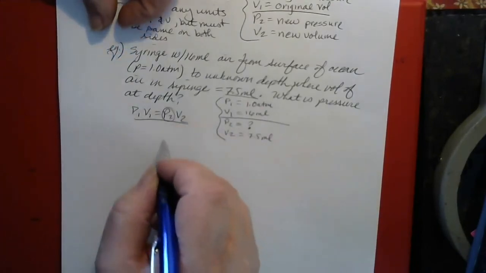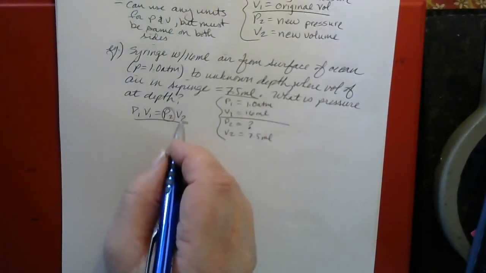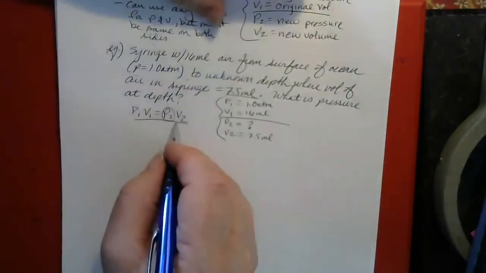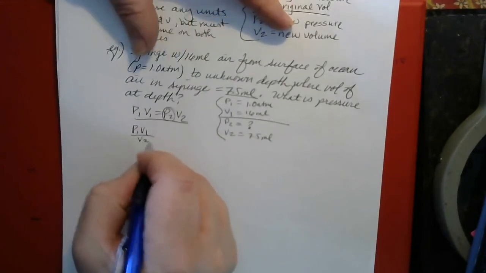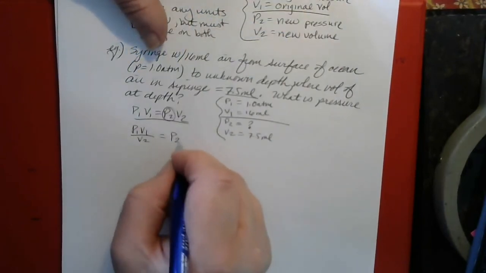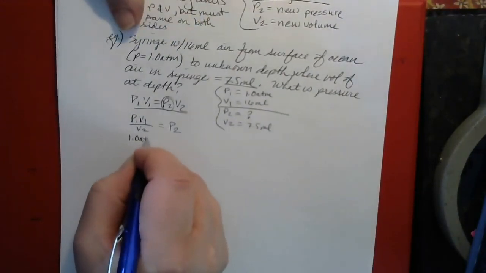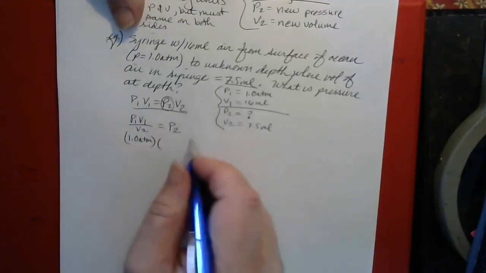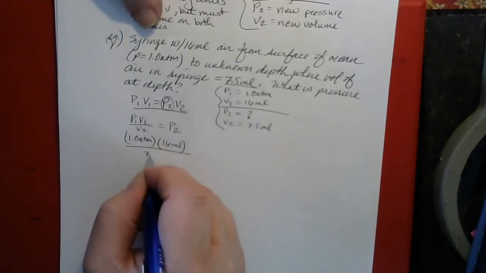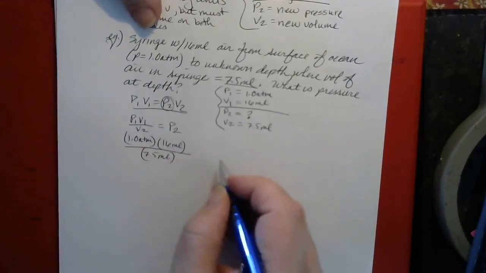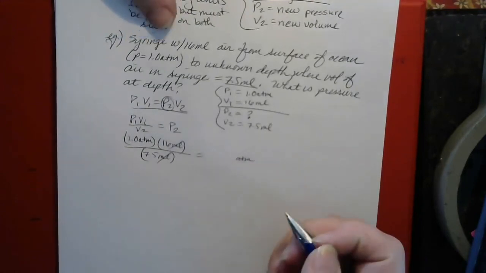We're looking for P2, so we solve the equation for P2. We have to get rid of V2 on the right-hand side, and to do that, you just divide both sides by V2. So P1 V1 over V2 should be P2. P1 is 1 atmosphere. V1 is 16 milliliters, and V2, 7.5 milliliters. Notice how milliliters cancel, and you end up with atmospheres as the unit for the answer.